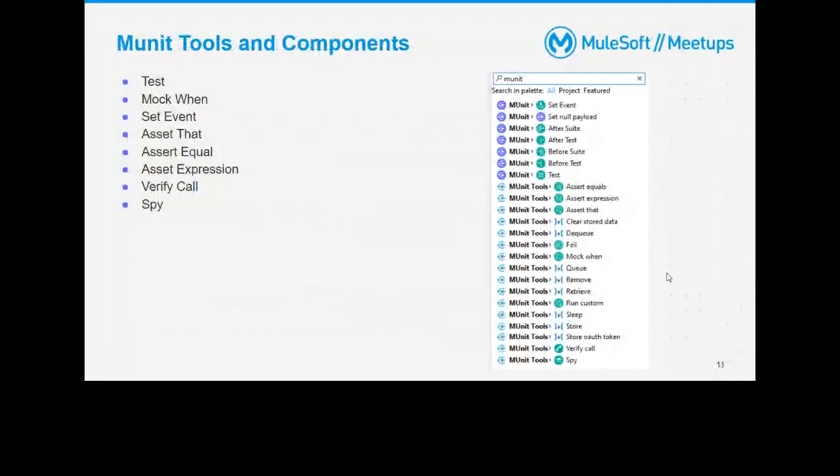Then the MUnit tools and components. To my right, you can see all the tools and components which we can use for an MUnit test case. And to my left, these are the commonly used, mostly used components for MUnit. Whenever we create an MUnit, we use these very much.